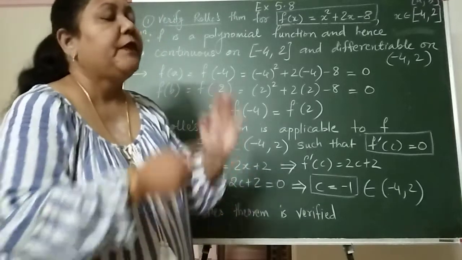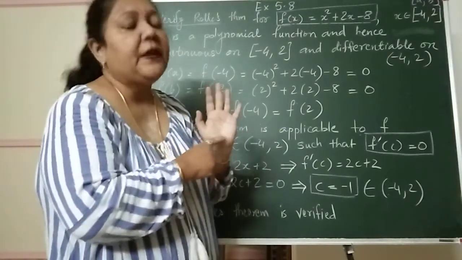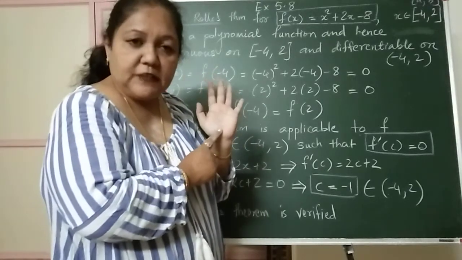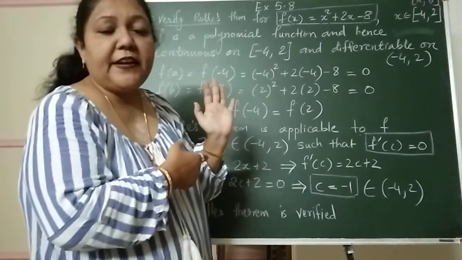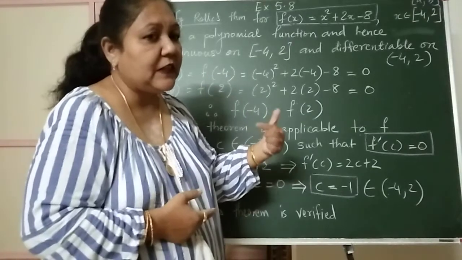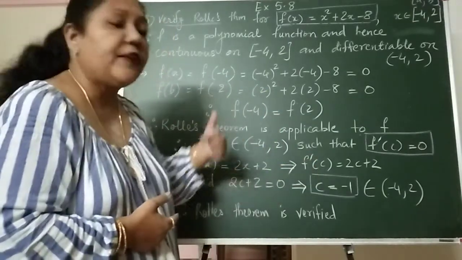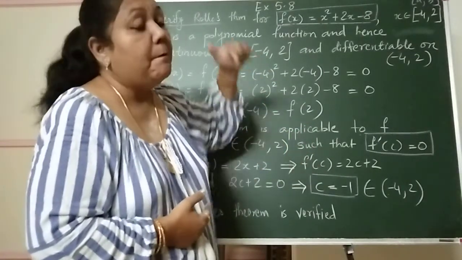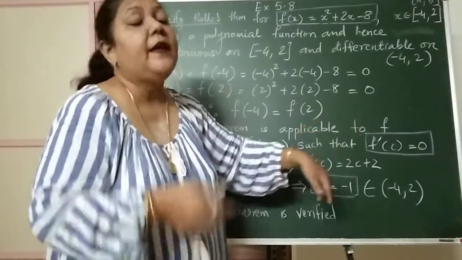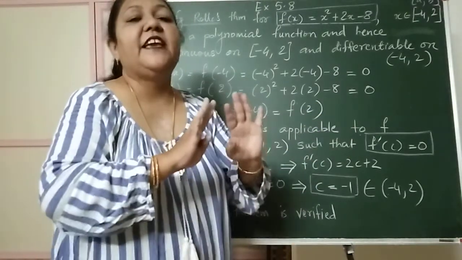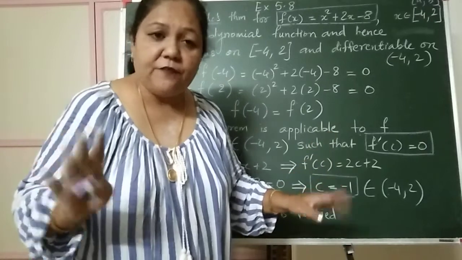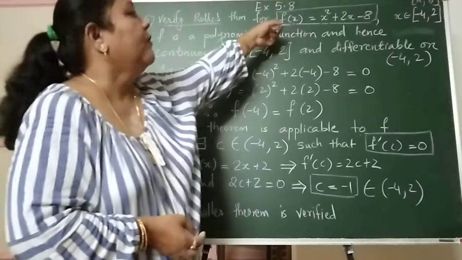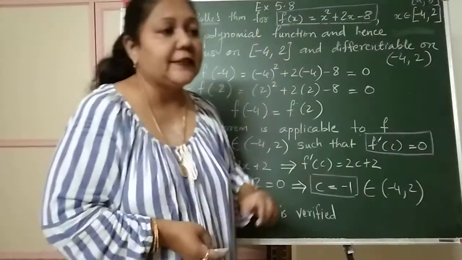First the theorem must be applicable, and it was applicable. After that you find f dash of x, then f dash of c, and after you find f dash of c, you say f dash of c is equal to 0. When you do that, you will get a number c, and that c must belong to the open interval, and if it belongs, we say yes, Rolle's theorem is verified. So in our case, yes, Rolle's theorem is verified for the function f. Let's go to the next question.